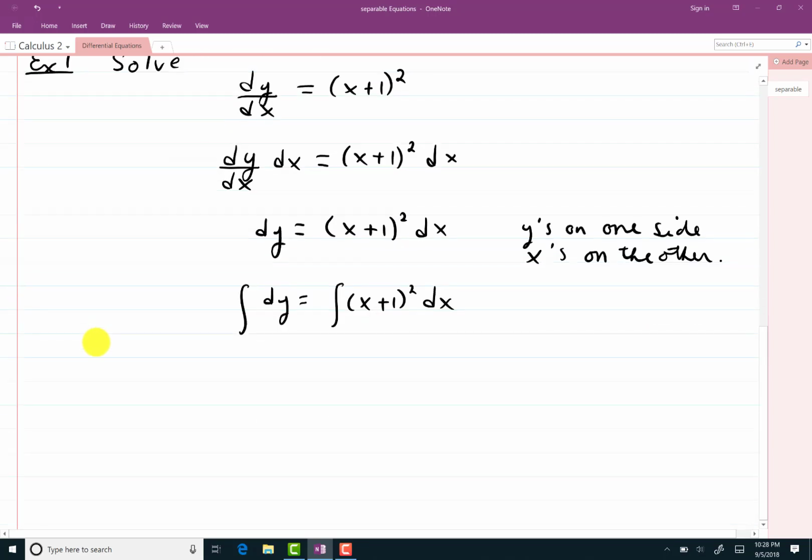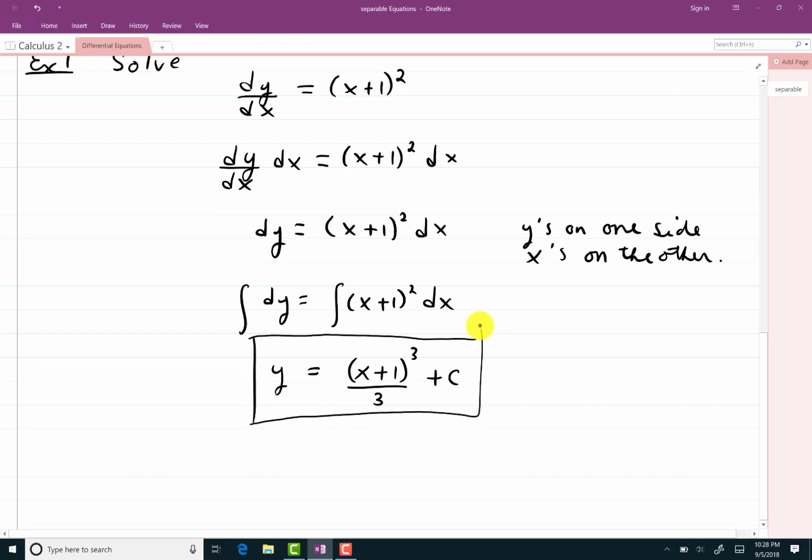Now the right side is a pretty simple integral. I don't need to expand it. I'm sure you know that it equals x plus 1 to the third power over 3 plus c, and the left-hand side is equal to y. So that's what I'm talking about in solving them. You're not finding a number, but you are finding a function. The solution to the problem is actually a function, typically.